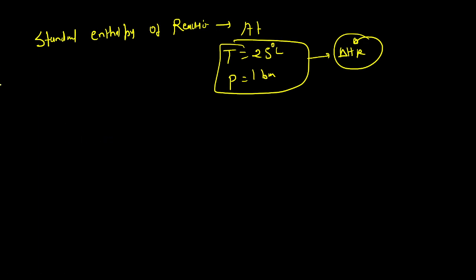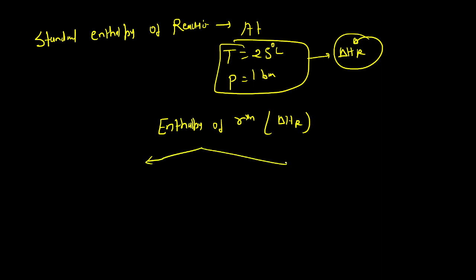Now, if we talk about enthalpy of reaction, that is delta H of R. Enthalpy of reactions can be calculated in various ways, but here there are two most important ways for the GATE examination that we will be focusing on. That is enthalpy of formation, and the second one is enthalpy of combustion.